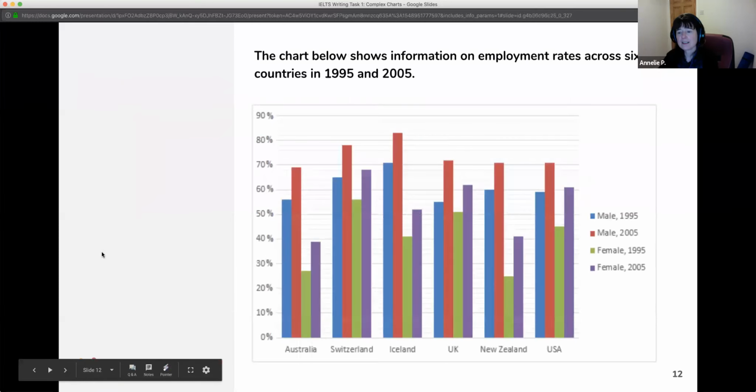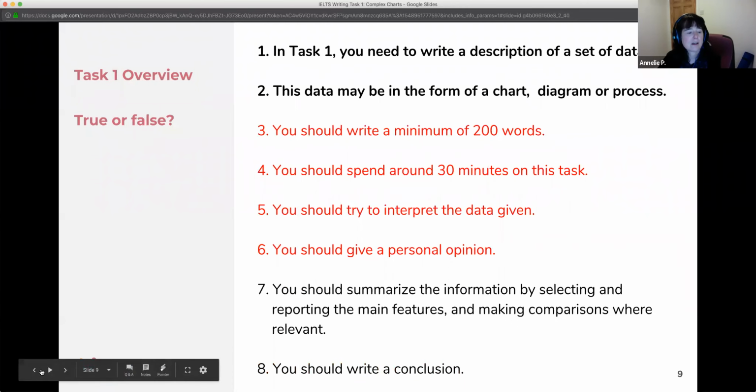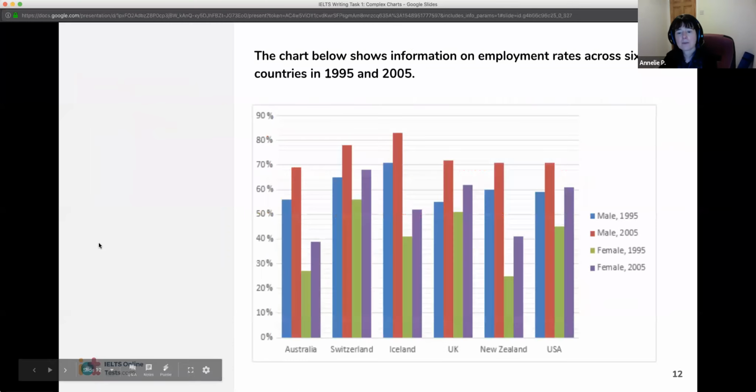Okay, so this is the example that we are going to use today. So why is it complex? It's complex because we have various different categories. Okay, so we have 6 different countries. We have 2 different years, and we have male and female. So there's different aspects of the chart that you need to look at. It's not just 2 different categories that you are going to compare.